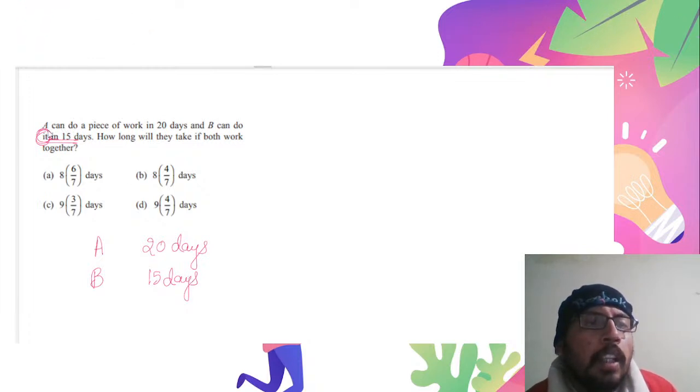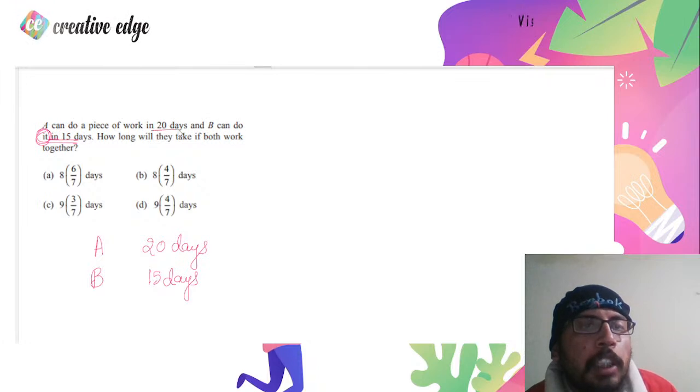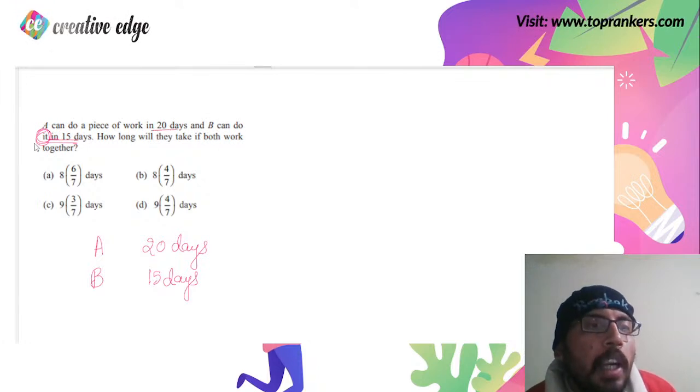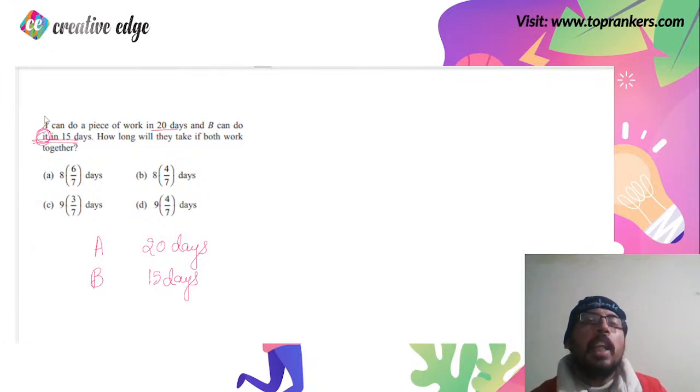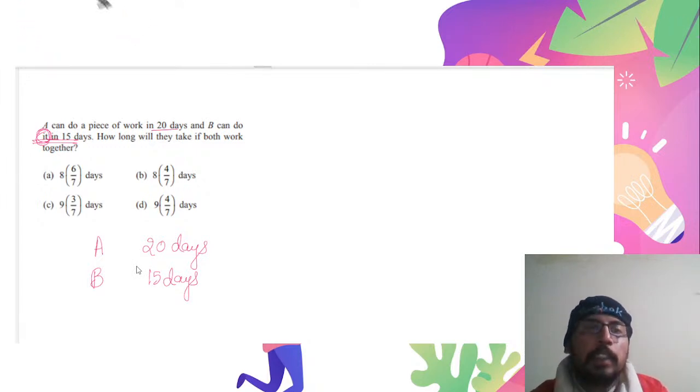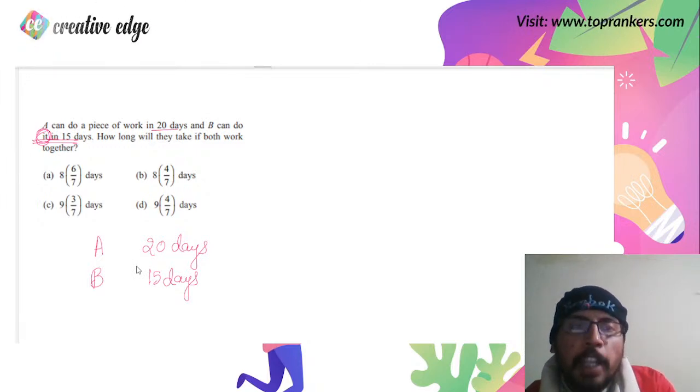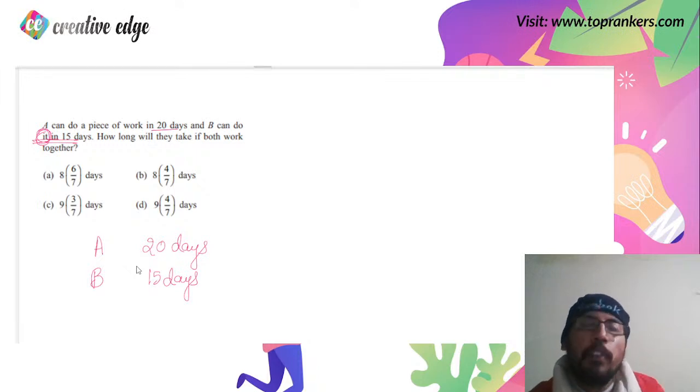What we have been told is that A can do a piece of work in these many days and B can do the same work. That means A and B are doing the same piece of work. The only difference is that A is doing it in 20 days and B is doing it in 15 days.